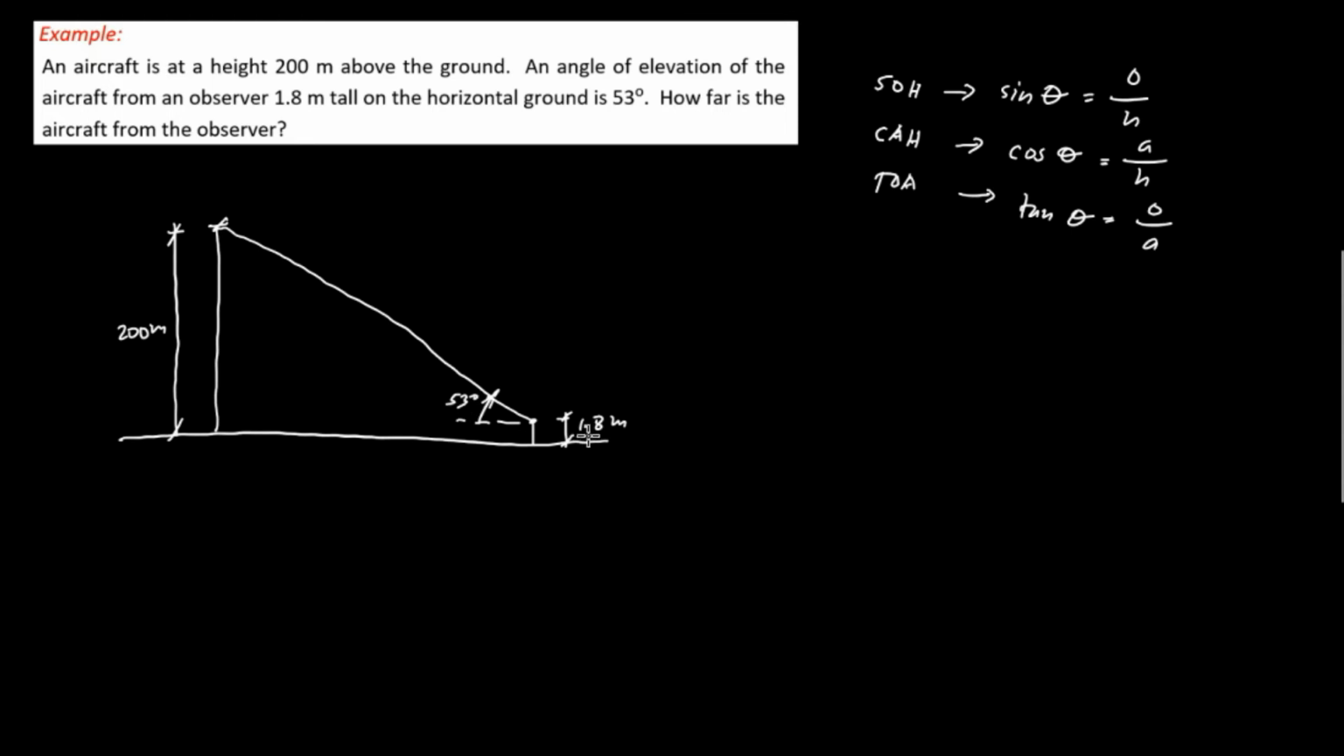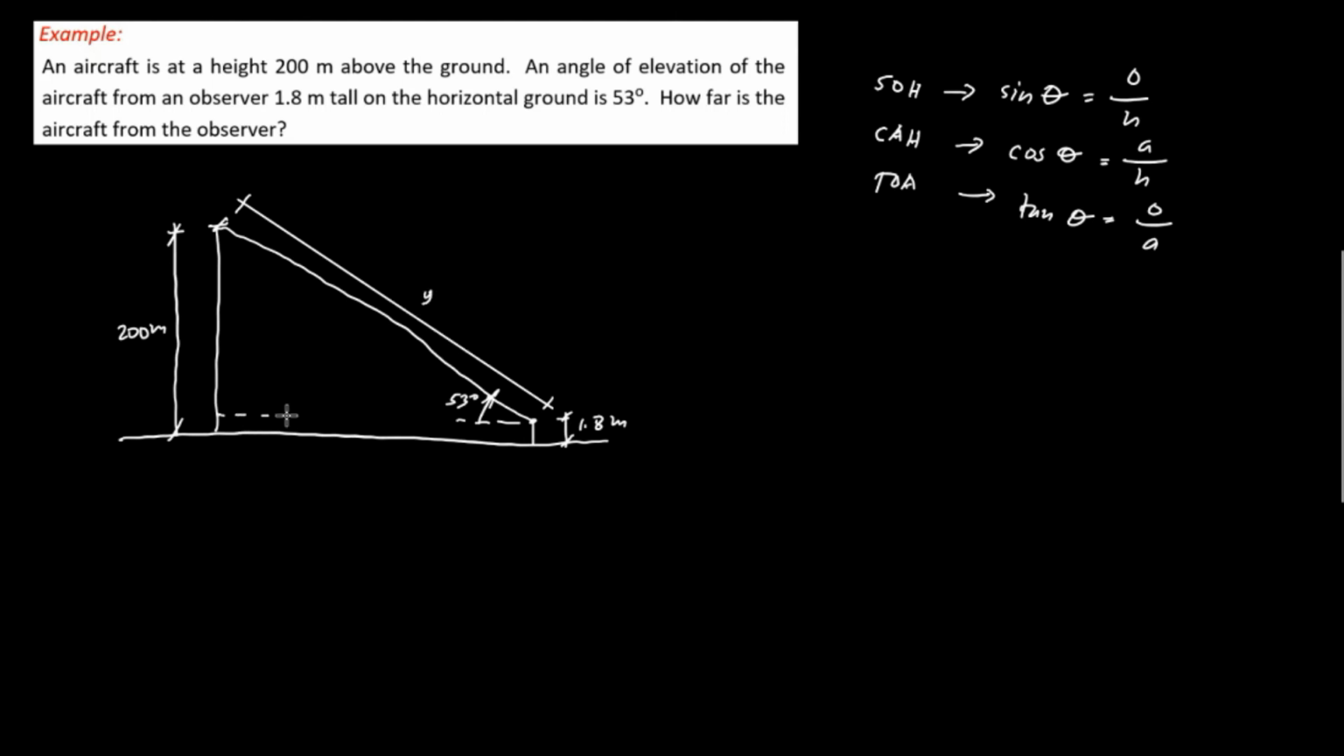We have the observer, which is 1.8 meters, and the height of the aircraft is 200 meters. So how far is the aircraft from the observer? This is the observer and this is the aircraft. So the distance from the observer up to the aircraft, we designate this as y.